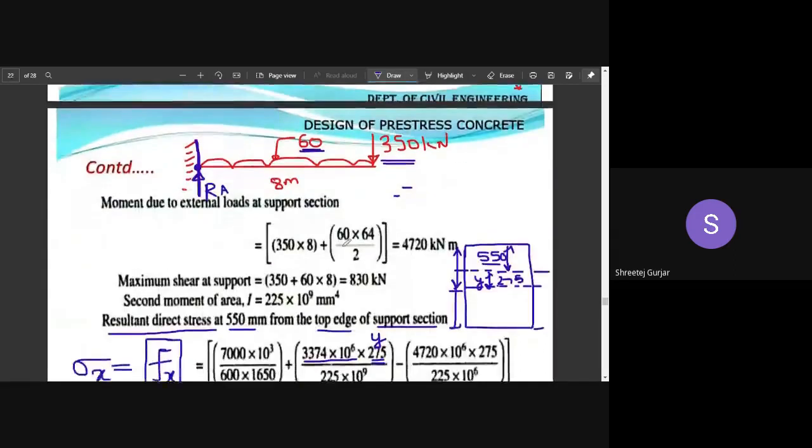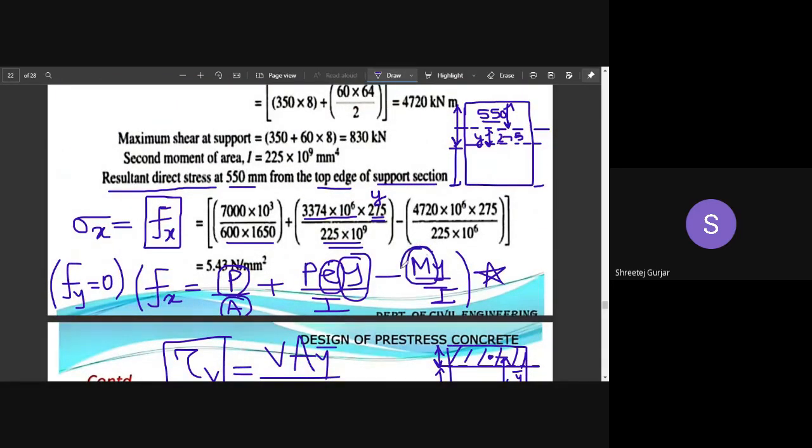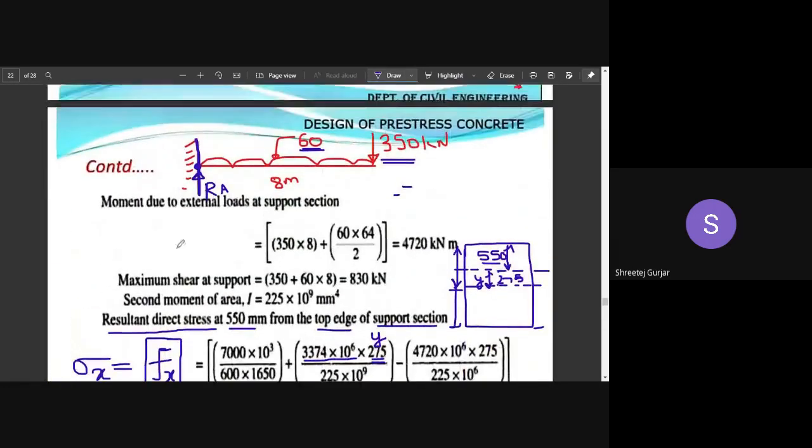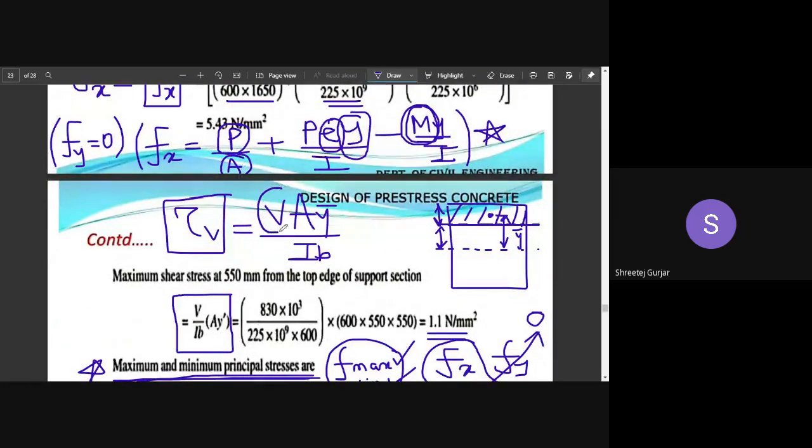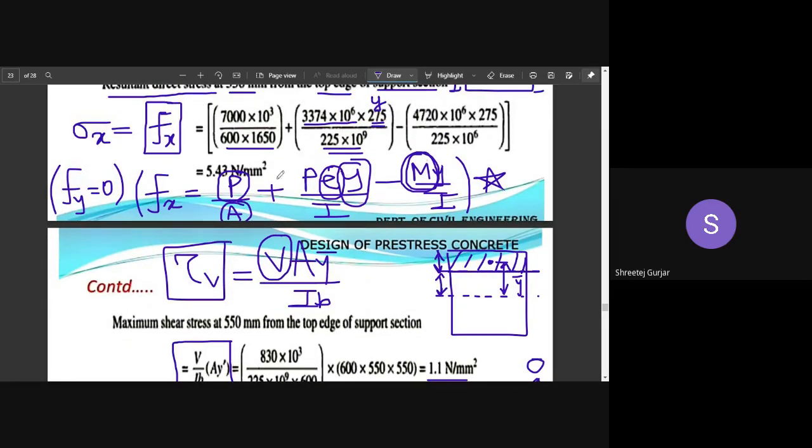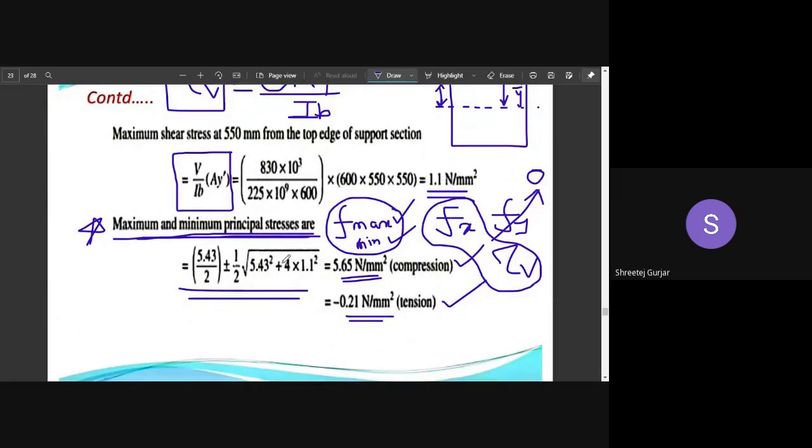Once this is done, then calculate this particular M, which is due to external loads. The moment generated here is due to external loads, so we need to calculate the moment due to external loads. That we have done, calculated using this free body diagram which I have drawn over here. Also we need to determine this reaction RA, which is required for calculation of tau V. A and Y bar I have explained. Now you can substitute all these things and we can calculate Fx and tau V, and hence substitute them in the maximum and minimum principal stress formulas, F max and F minimum, and calculate them.